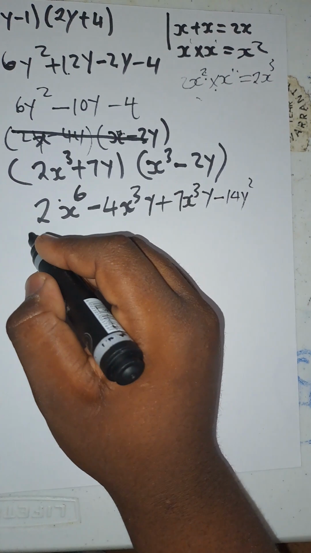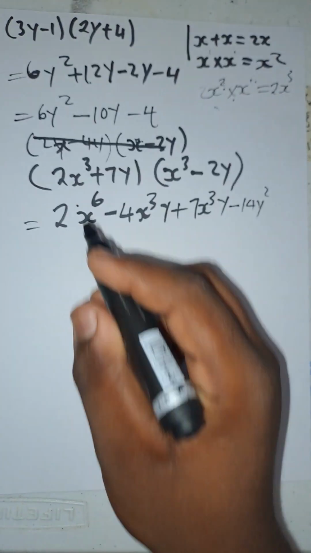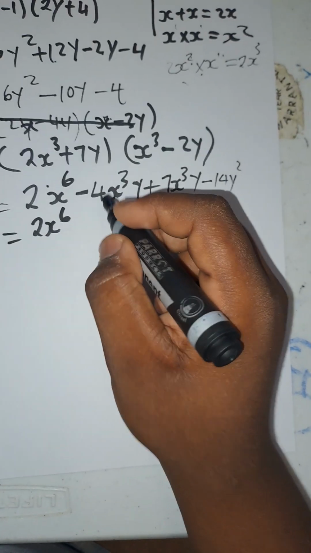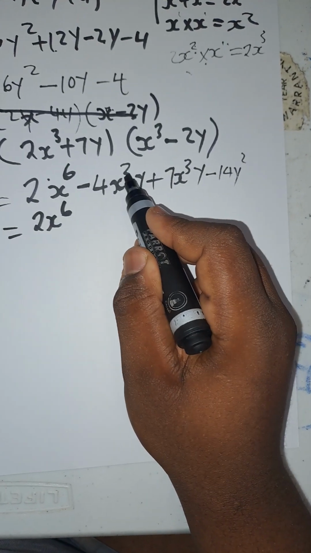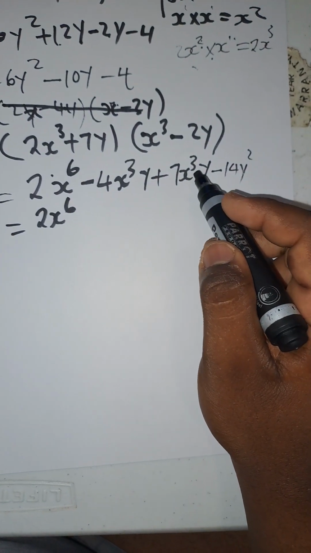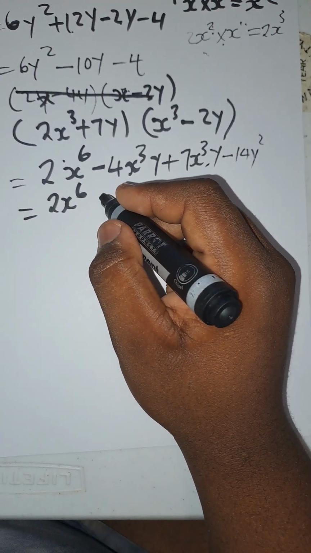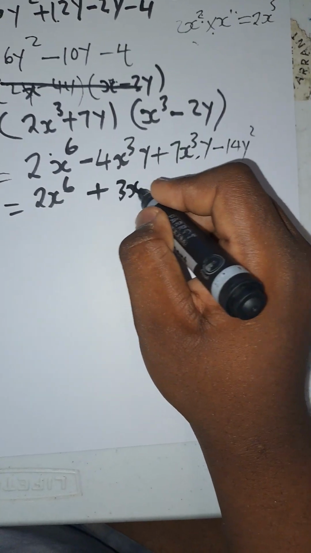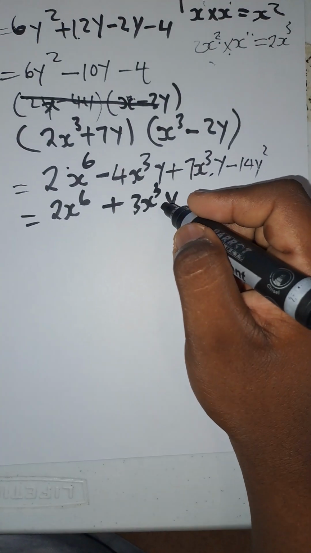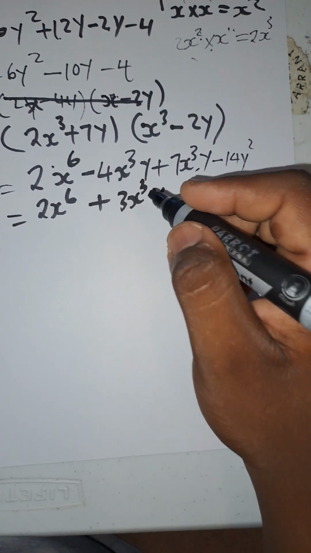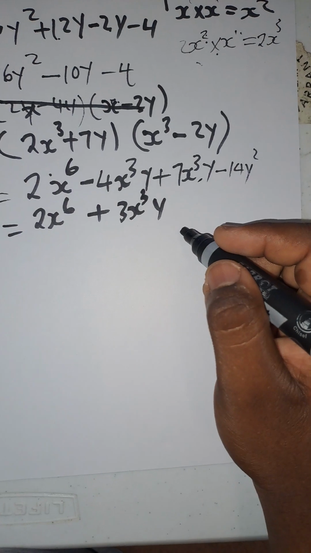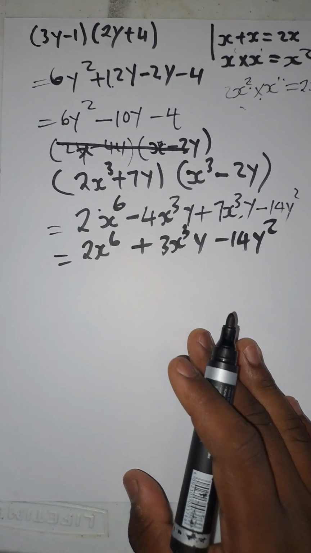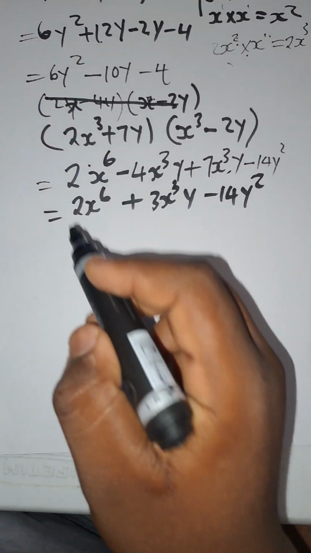So now I will start with what? Please always put your equal sign there. So 2x to the power of 6. Do I have like terms? Yes. Negative 4x cubed y plus 7x cubed y, which is the same as what? 3x cubed y. So it will be plus 3x cubed y. And then after that, it is gonna be what? The last one, it is going to be negative 14y squared, because it doesn't have like terms. That's how it is. So let me go back to my equation.